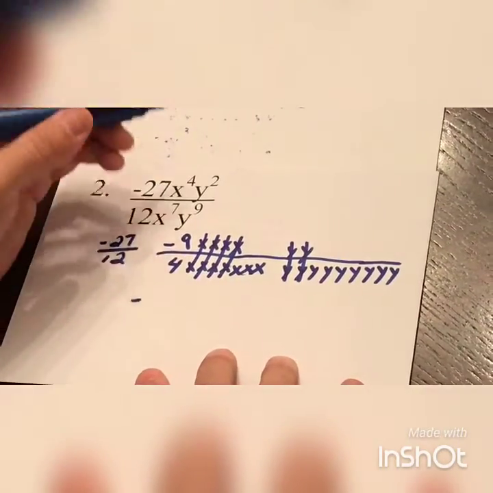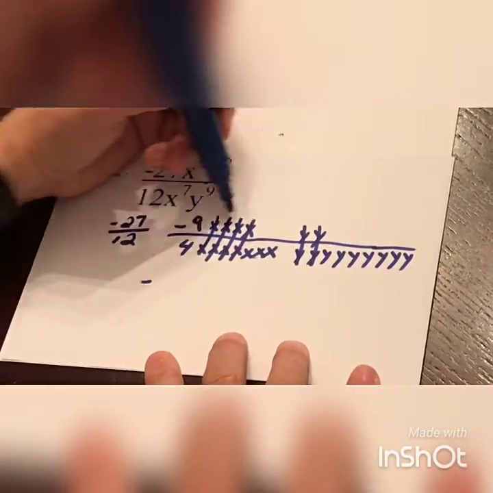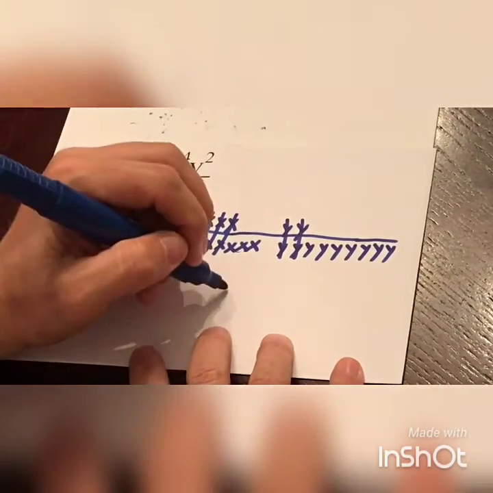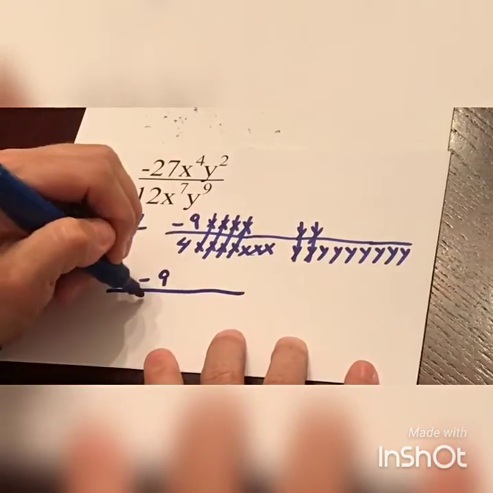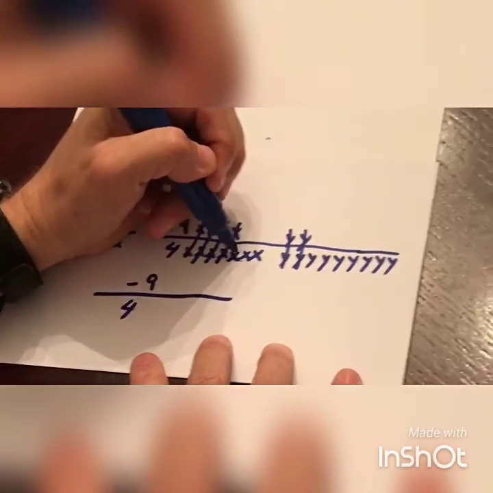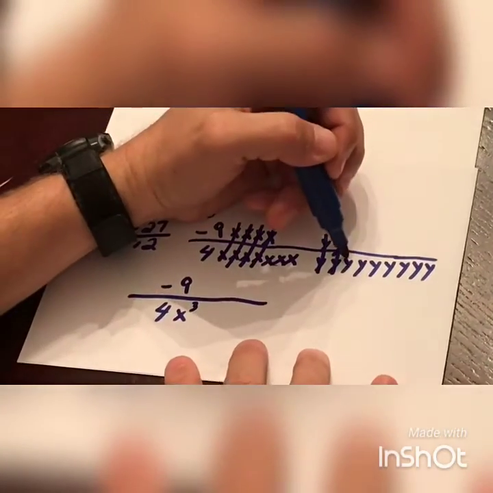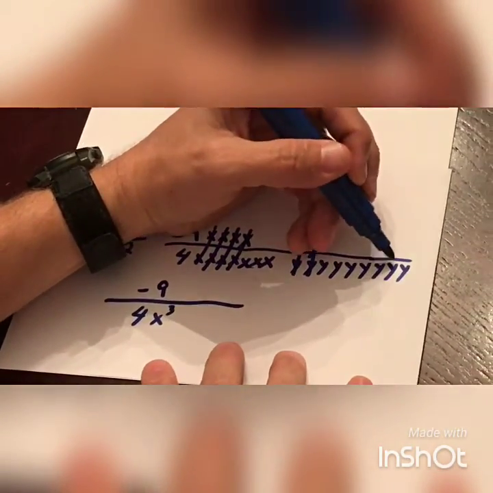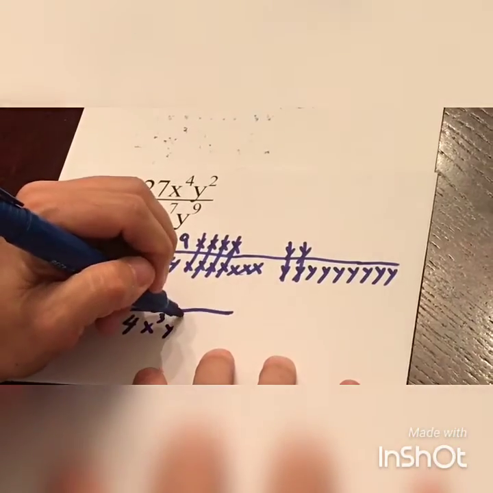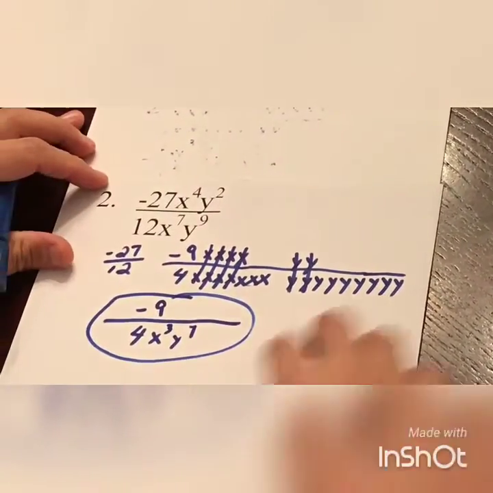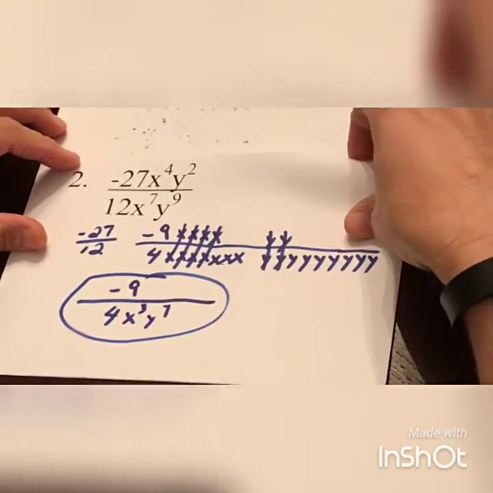Now we're ready to clean up. You'll notice the only thing we have on the top of this problem is negative 9. 4, 1, 2, 3 X's, X to the third, 1, 2, 3, 4, 5, 6, 7, Y to the 7th. And there is our final answer for number 2.